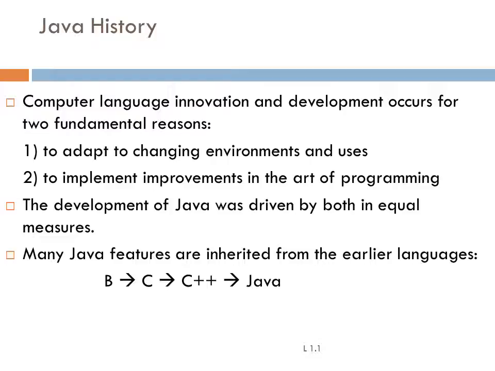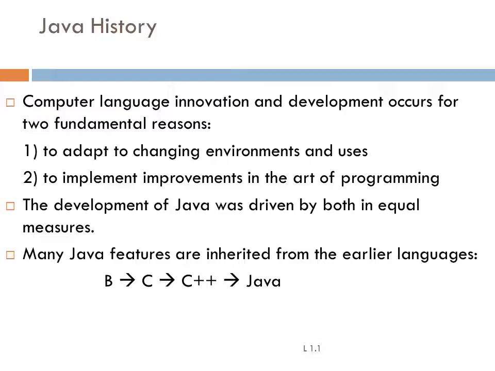The evolution of any language may happen for two reasons. To adapt to the changing environment, the evolution of a language should occur, and to make improvements on older languages, in that case also the evolution of a language should occur. So these are the two reasons for developing the Java language.